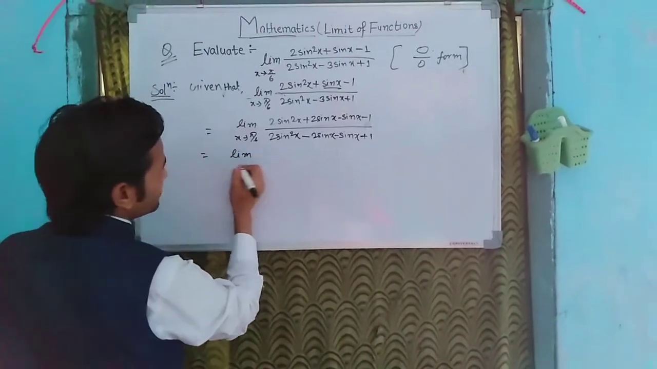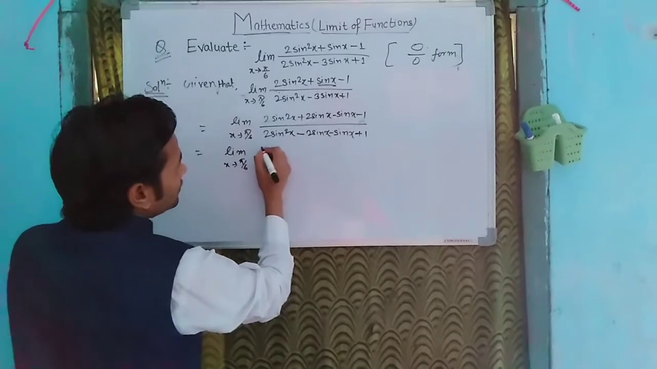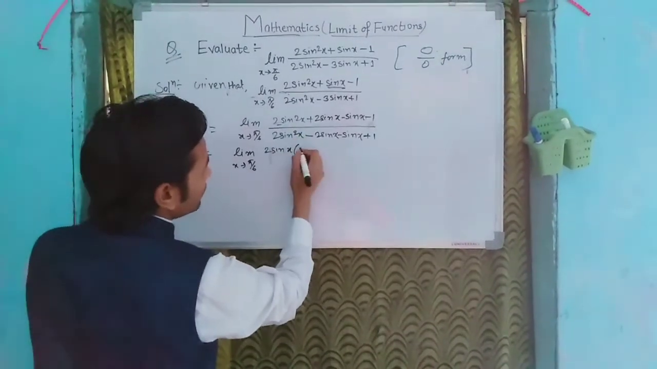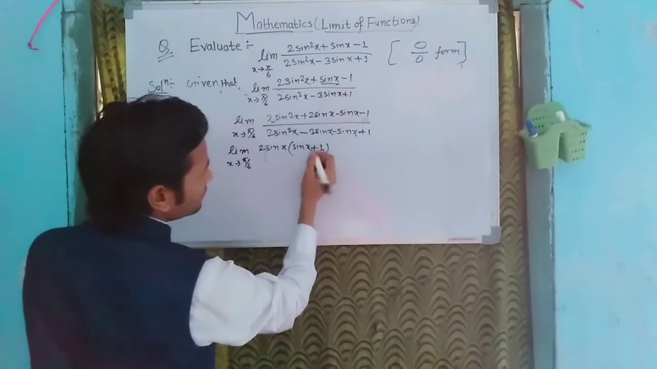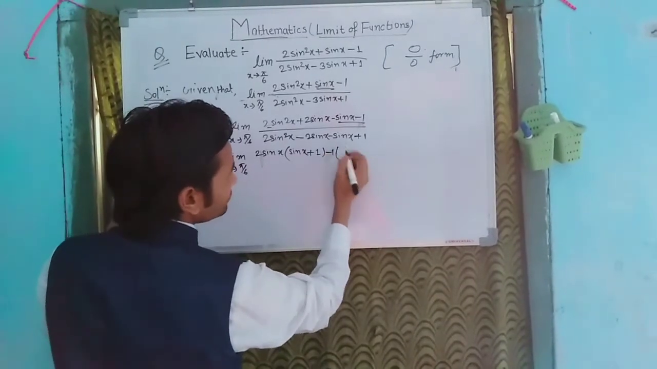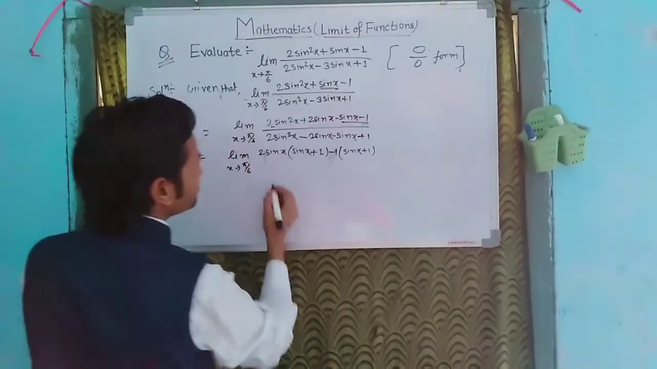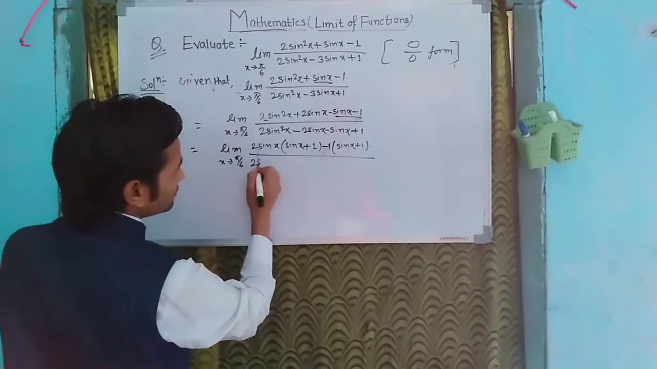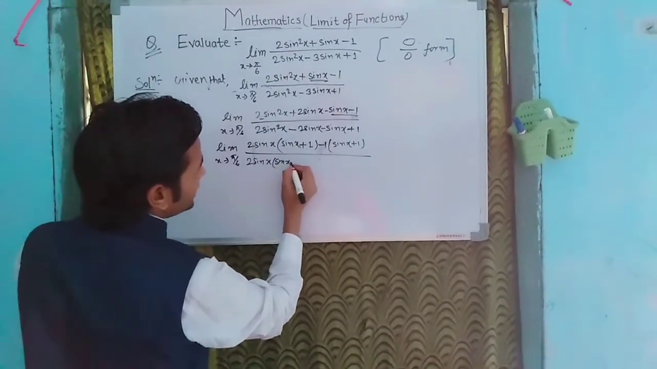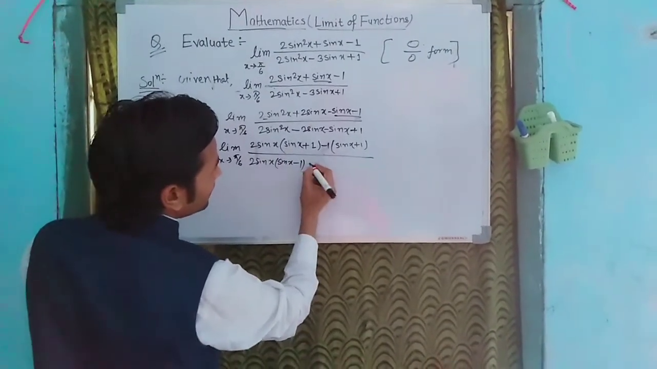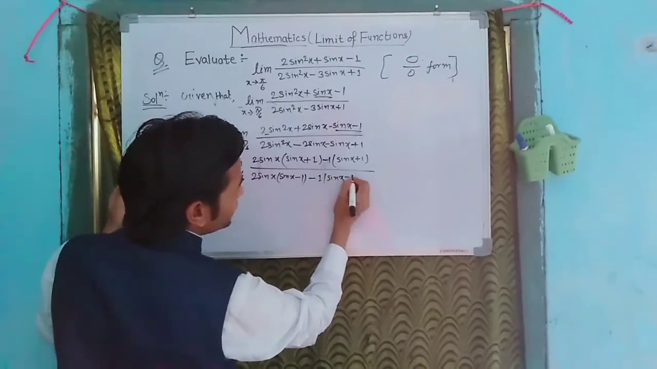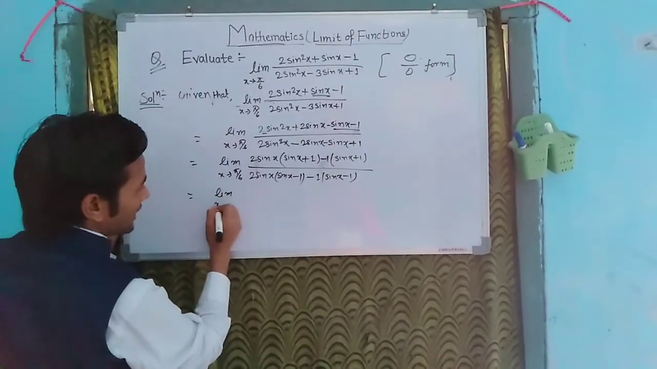Again, limit x tends to π/6. Take 2 sin x common, then we get sin x + 1, and minus 1 common, sin x + 1, divided by, in the denominator, 2 sin x common outside, then we get sin x − 1, and taking minus 1 common, sin x − 1. Then limit x tends to π/6.